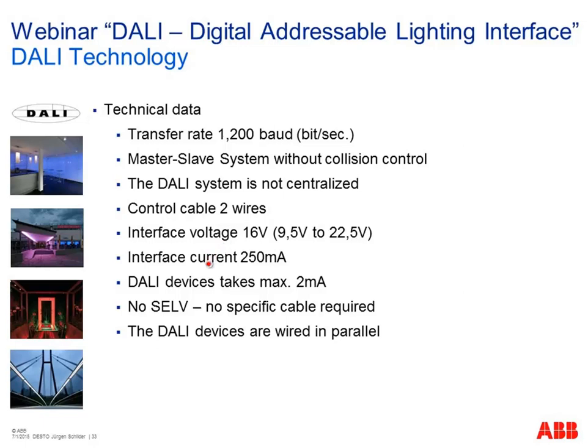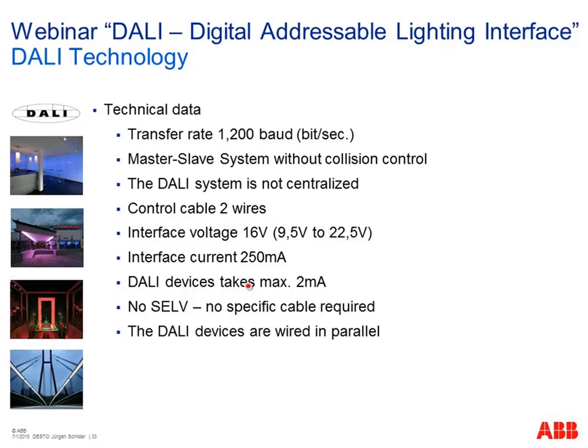The DALI power supply is allowed to produce a maximum of 250 milliamps. That's the maximum current of a typical DALI power supply. Each of our DALI devices can use up to 2 milliamps maximum.